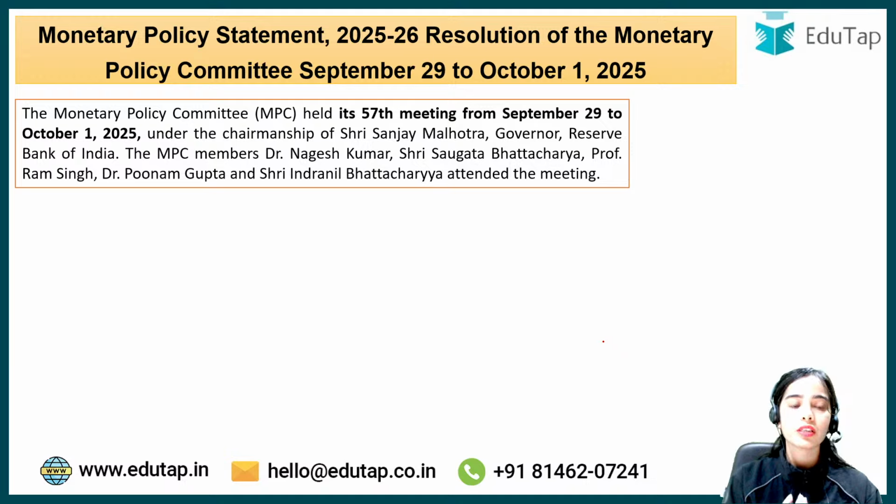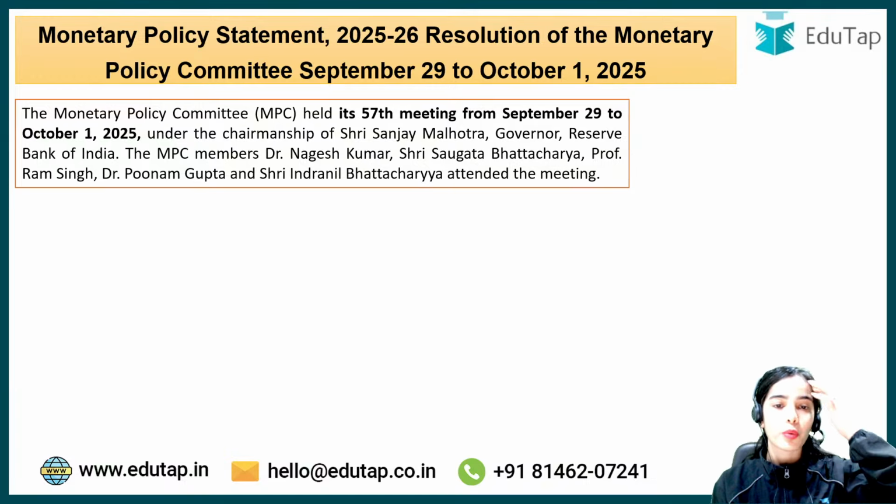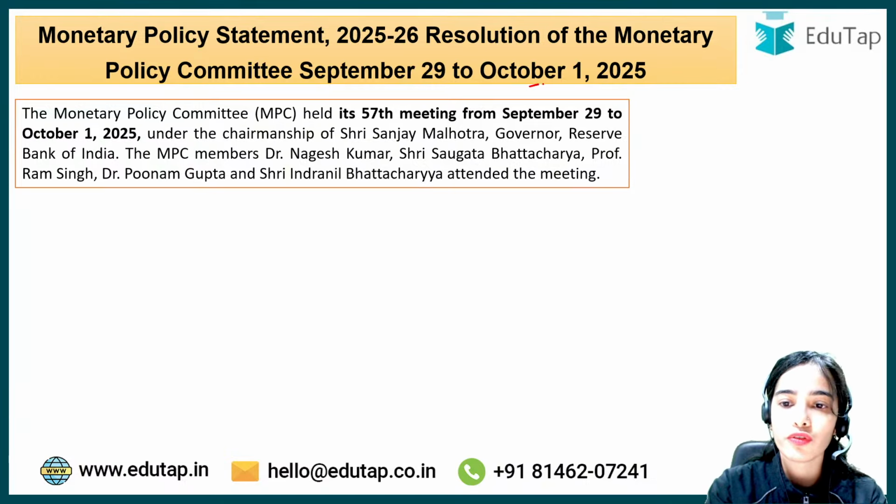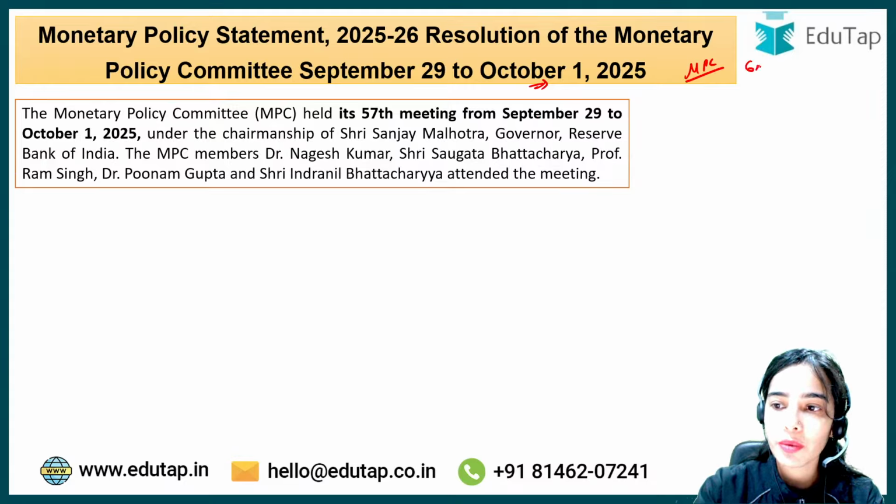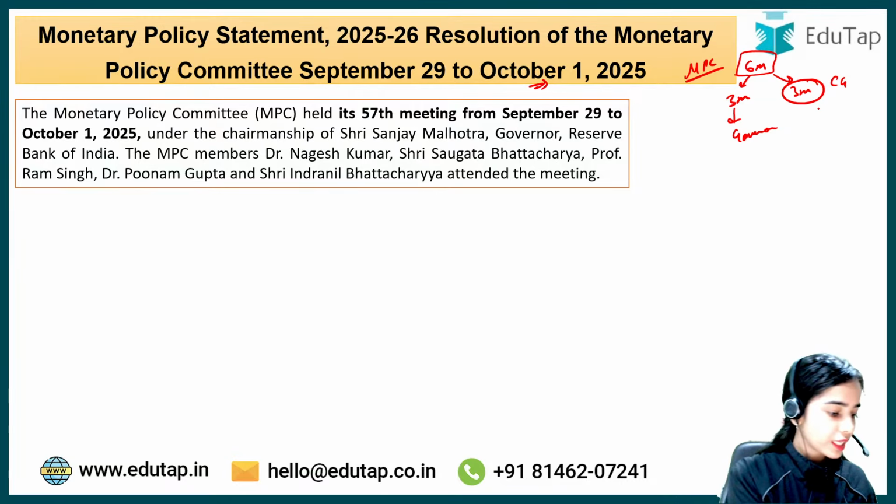So starting with the news article for today, starting with the monetary policy statement that was released on 1st October 2025. Okay, so in the Monetary Policy Committee there are 6 members. 3 members are from RBI, 3 members are nominated by the central government. Okay, and the chairperson of the MPC is the Governor of the Reserve Bank of India, that is also the member from the RBI. Okay. So that is the idea.